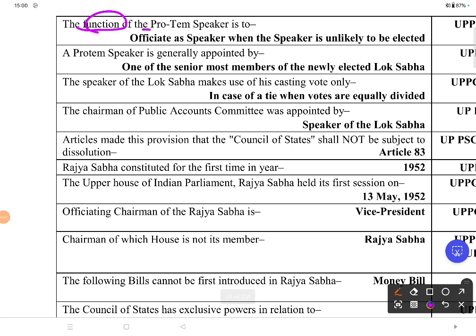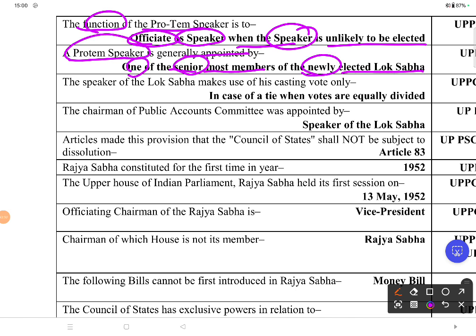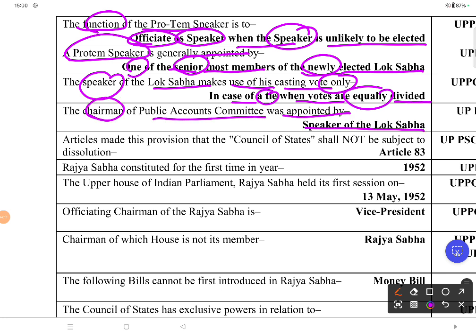The function of the pro tem speaker is to officiate as speaker when the speaker is yet to be elected. A pro tem speaker is generally appointed from among the senior most members of the newly elected Lok Sabha. The Speaker of the Lok Sabha makes use of his casting vote only in case of a tie, when votes are equally divided. The Chairman of the Public Accounts Committee is appointed by the Speaker of the Lok Sabha.